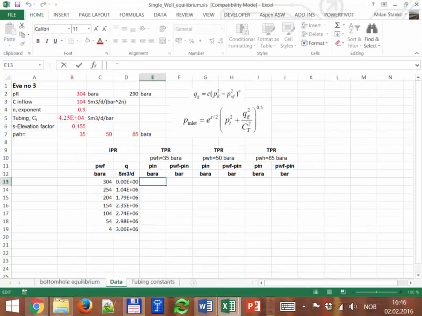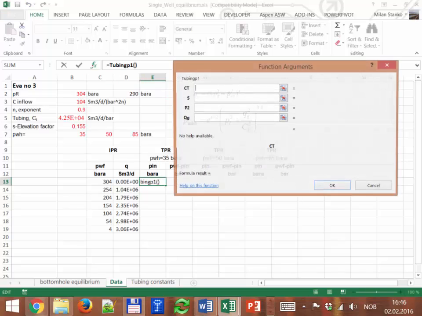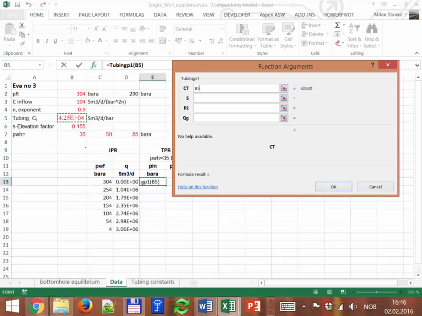So how is that called? Tubing P1. And for tubing P1, what do we need? We need the CT that we have already estimated for this well. Then we have the S is here. Then we have the P2, and P2 is this wellhead pressure that is going to be constant. And then you have the rate, and let's try to see if we can use the same rate.